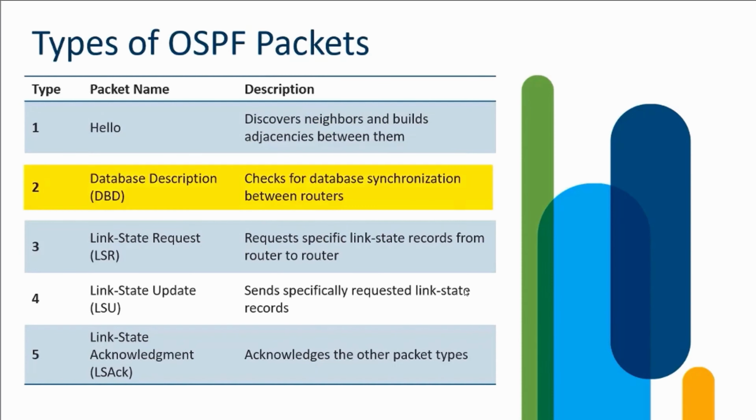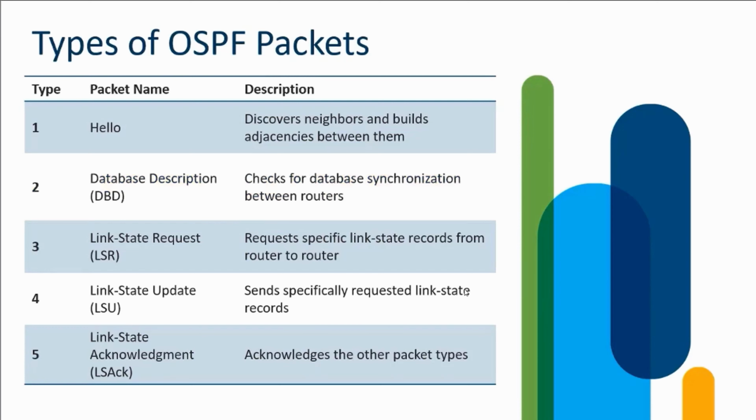The next one is the type 2, and the type 2 is the DBD. That's the database description packet. This contains an abbreviated list of the sending router's link state database. It is used by the receiving router to check its link state database against the sender. These link state databases must be identical between both routers within the same OSPF area.